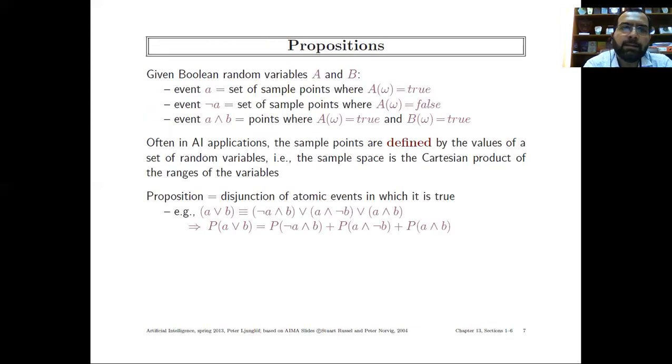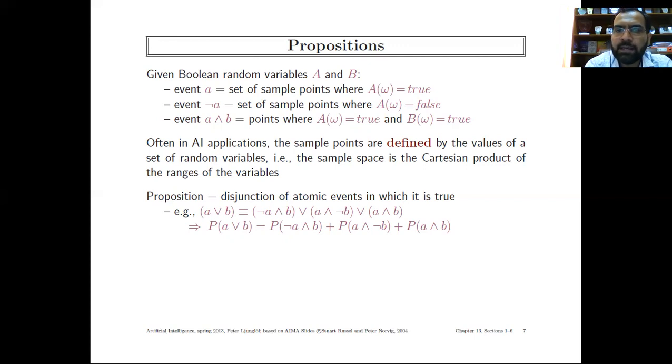So given Boolean random variables A and B, you can say that event A is the set of sample points where A(w) is equal to true, and event not A is the set of sample points where A(w) is false. And event A and B is the set of points where A(w) is true and B(w) is true. So if both are true, only then that will be true.